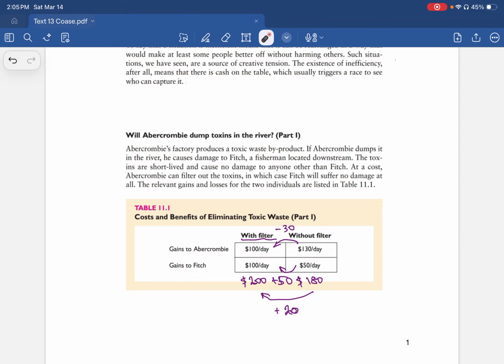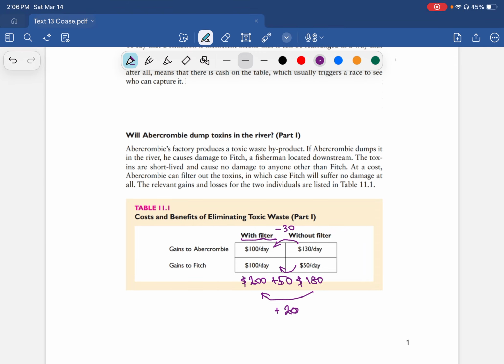And how could it be arranged without anyone else involved? Well, through communication and negotiation. So Fitch knows that he has 50 to gain, right? And imagine he knows that Abercrombie is going to lose 30. So what can Fitch do? He can suggest to Abercrombie to share the gain Fitch would get if Abercrombie goes from not using a filter to using a filter.